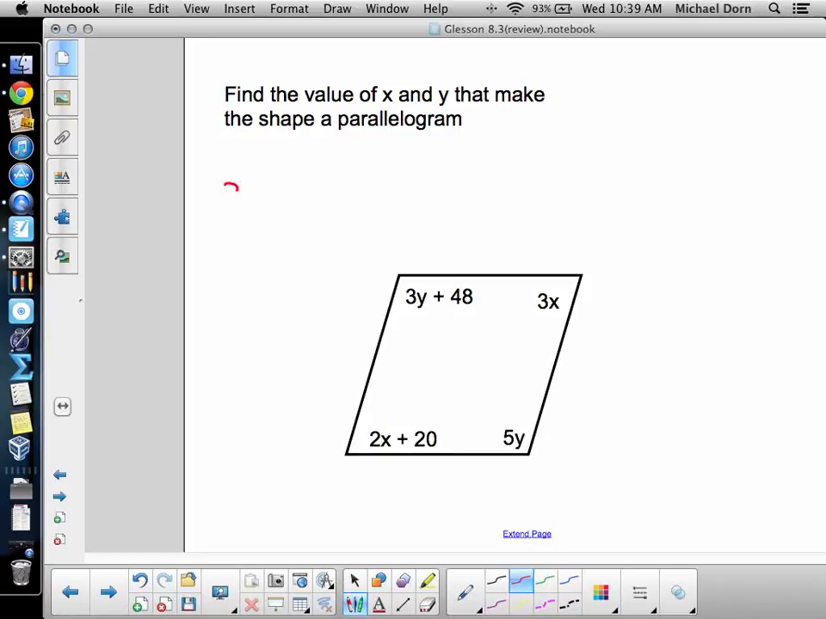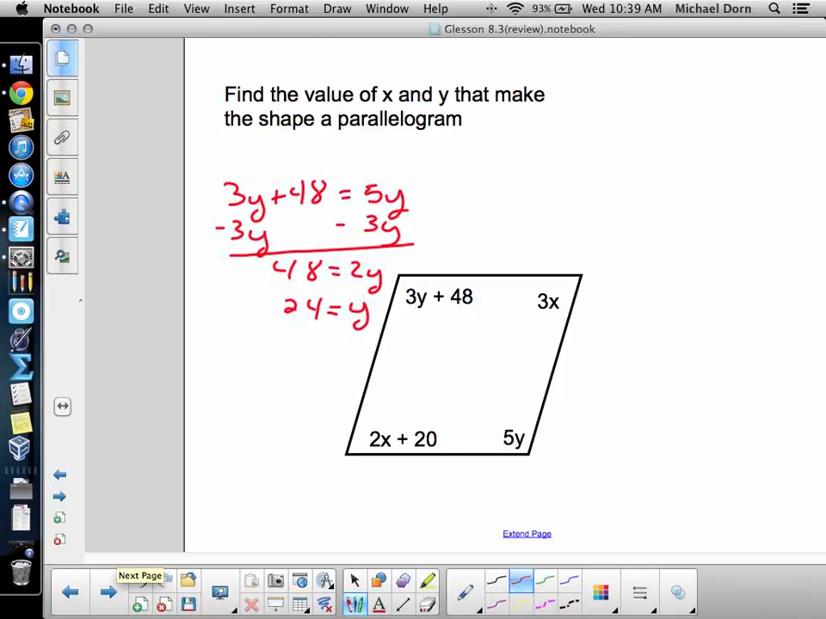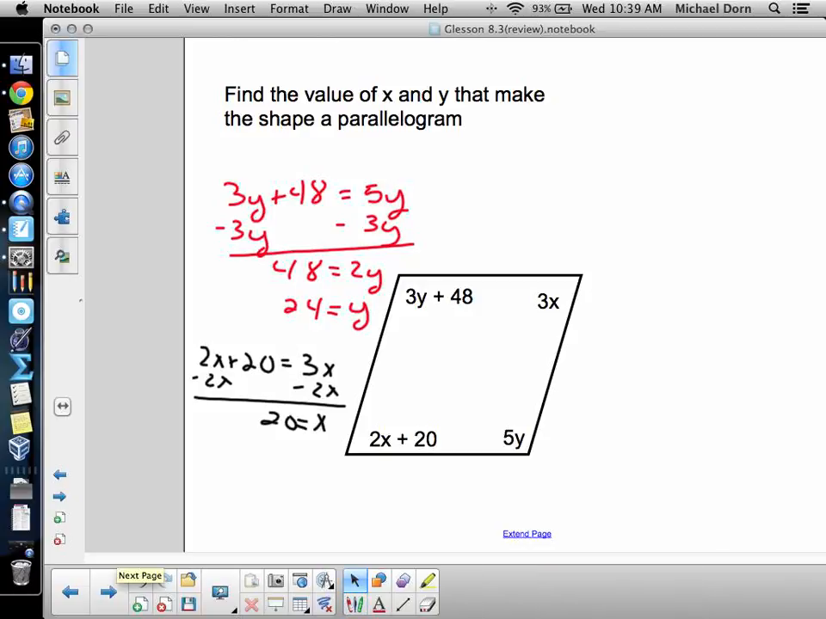So 3y plus 48 equals 5y. So subtract the 3y. 48 equals 2y, so y is 24. And for x, subtract the 2x, x equals 20.